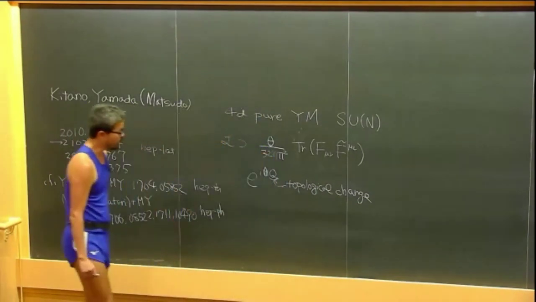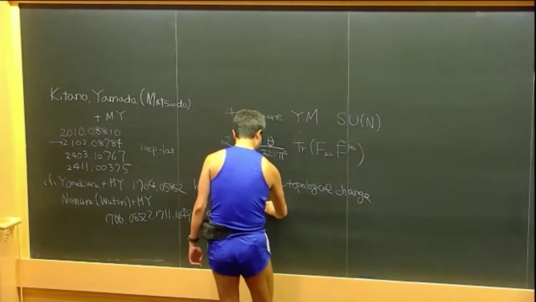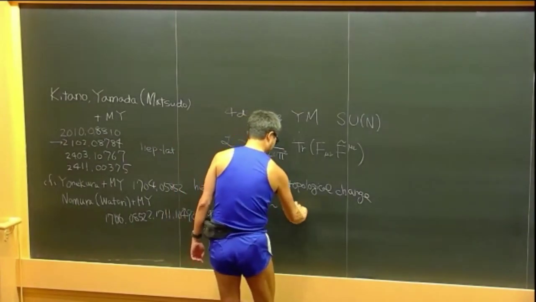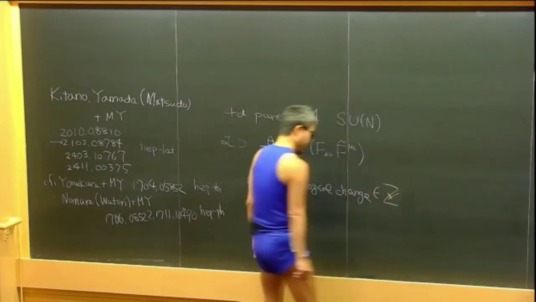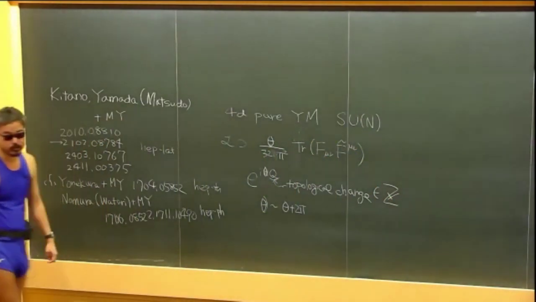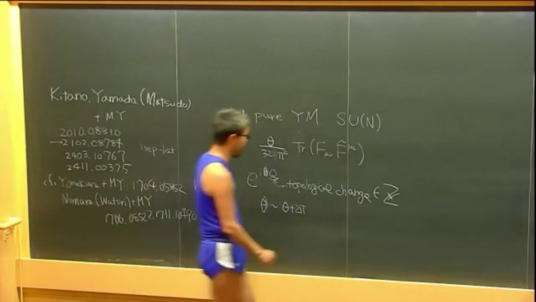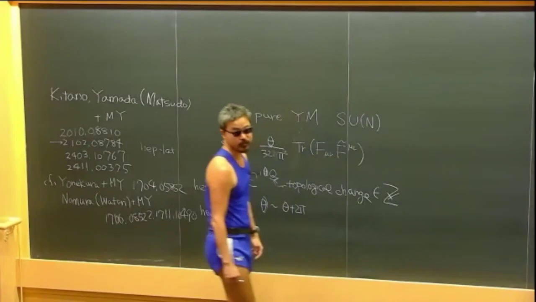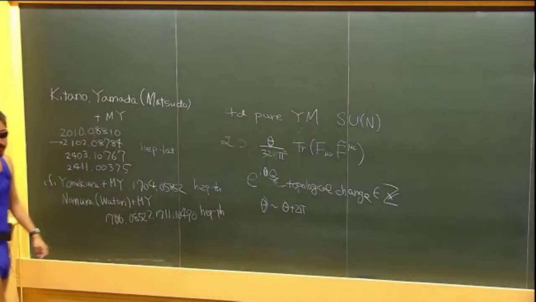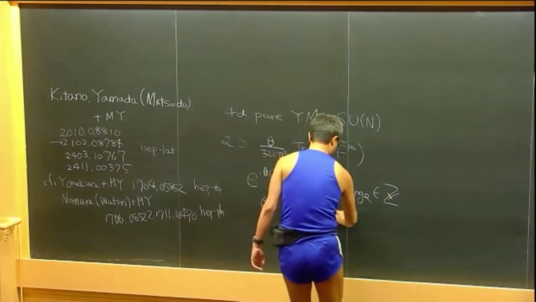By definition, this parameter should have a periodicity theta equals theta plus 2 pi. This topological charge is integer quantized, so the parameter theta should have a periodicity 2 pi. And then the interesting fact is that there's a tilde. This is a term like electric field times magnetic field, so it breaks CP in general. The CP symmetry sends theta to minus theta.